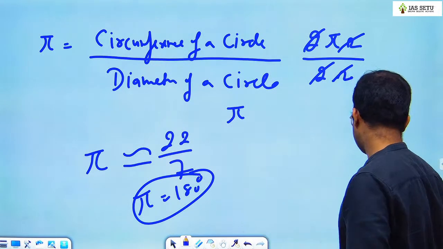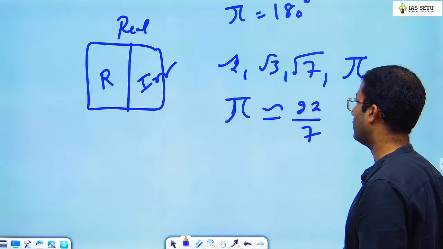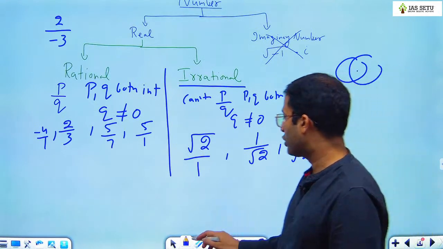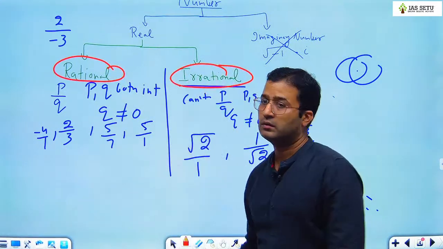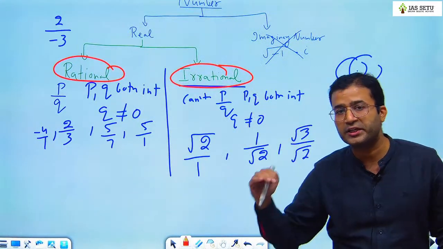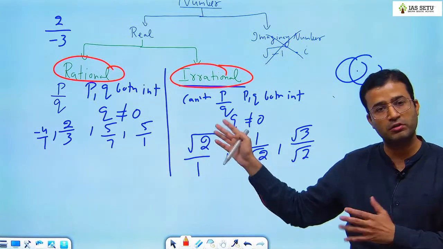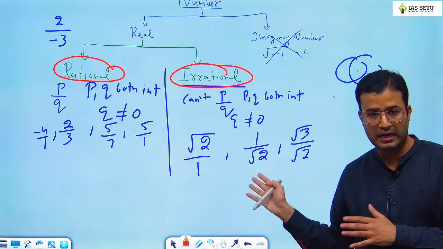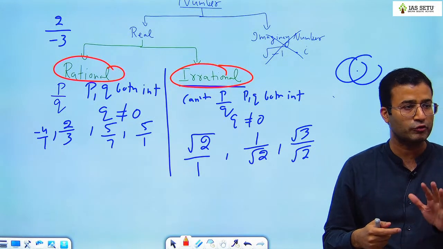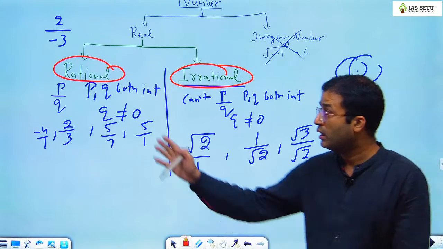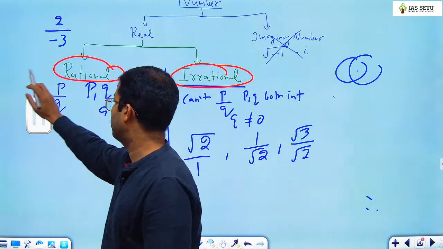Now we come to our topic again. We were talking about rational numbers and irrational numbers. So how to understand irrational? One thing is those which are not rational. Second is with the help of examples. I will give you a third definition also, but you have to wait for that. Then we will see rational numbers.